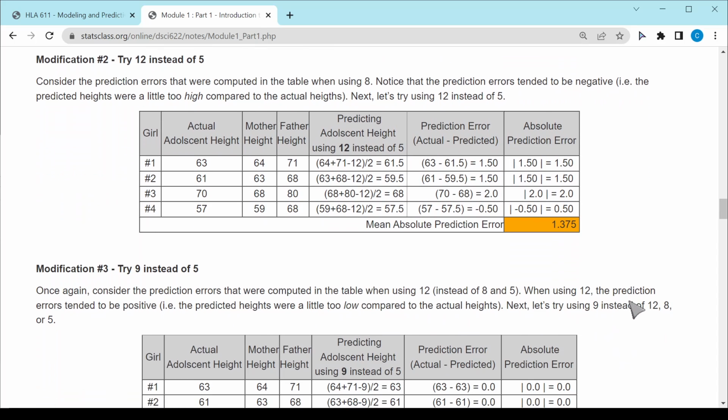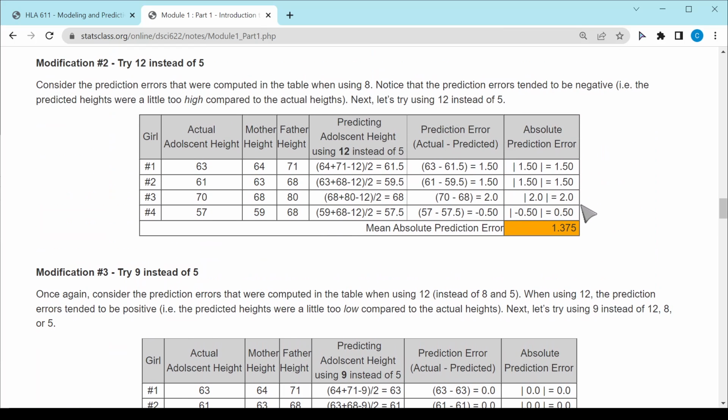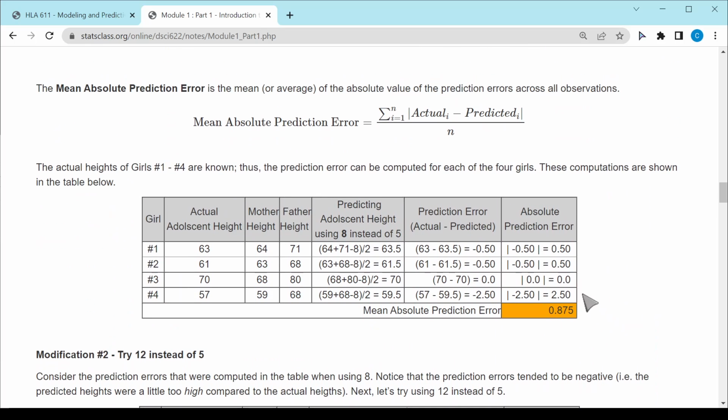So let's do one more. Let's try 9. So here I'm subtracting 9 in that formula instead of the original 5 or the 8 or the 12. And after playing around with the numbers a little bit, this is the value. Subtracting 9 produces the lowest mean absolute prediction error. So on average, I'm only going to be 0.625 inches off. Using 9 is considerably better than using 12, and it's somewhat better than using 8.